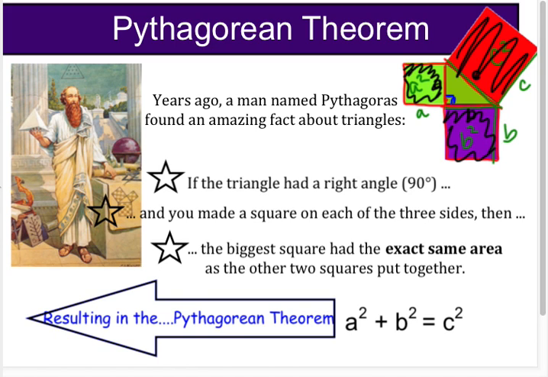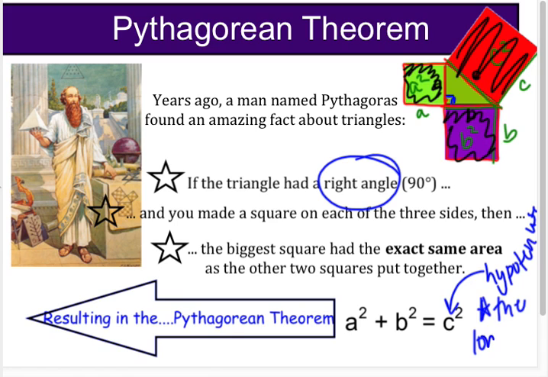Biggest thing to notice about the Pythagorean theorem is that it has to be a right angle, and also C has to be your hypotenuse. And like they said, it's the longest side. So the hypotenuse is always the longest side. It's also always across from the right angle. So this would be my hypotenuse.